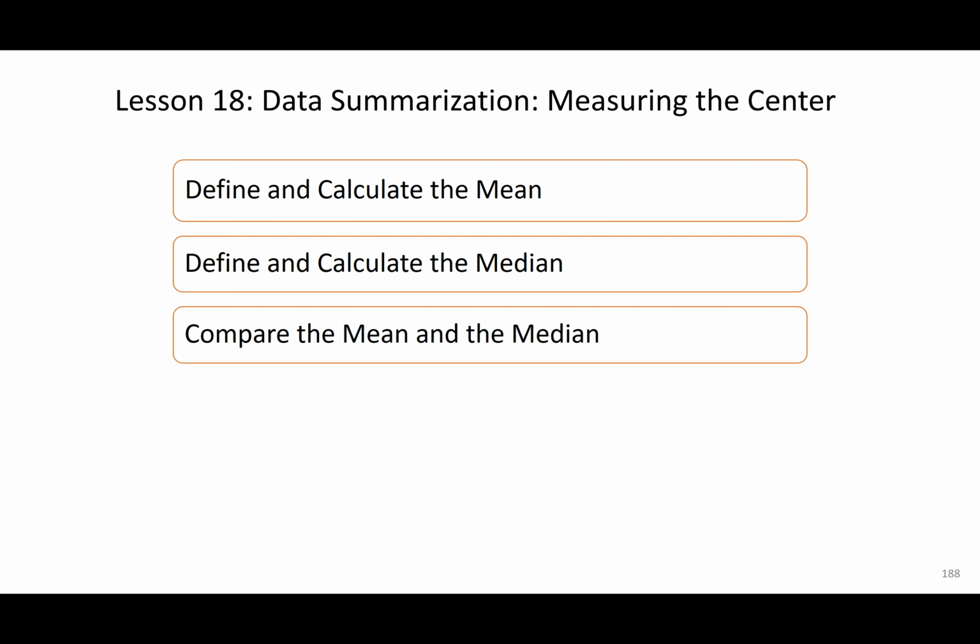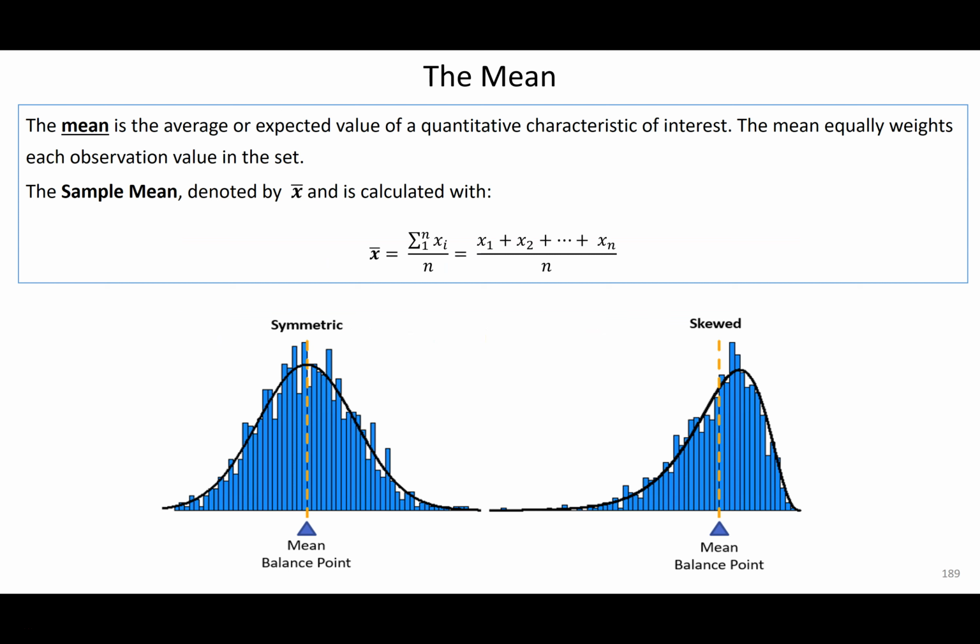Okay, data summarization. So now we're going to look at measures of center. We're going to talk about the mean, the median, and then we're going to compare. When we say mean, we mean average or expected value, specifically when we're looking at a quantitative variable. Typically the mean is going to equally weight every observation. So every observation is going to have the same weight to it.